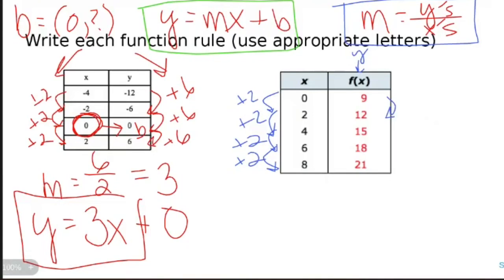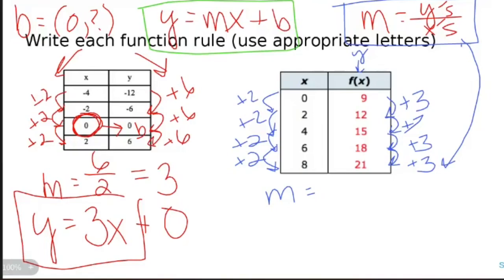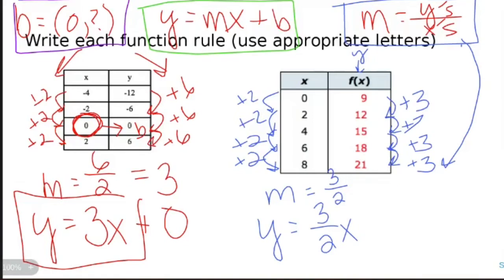Okay? What happens over here? Add 3, add 3, add 3, add 3. So my slope is the change in the y values over the change in the x values. My y values were 3, my x values were 2, so my slope is 3 over 2. Y equals 3 over 2x. Now, what's my b? My b is whatever the number is when x is 0. When x is 0, my number is 9. So my b is plus 9.